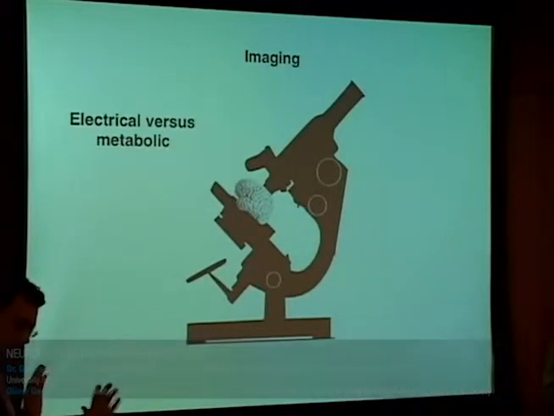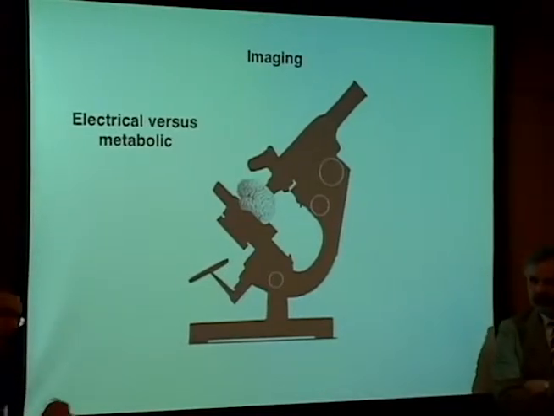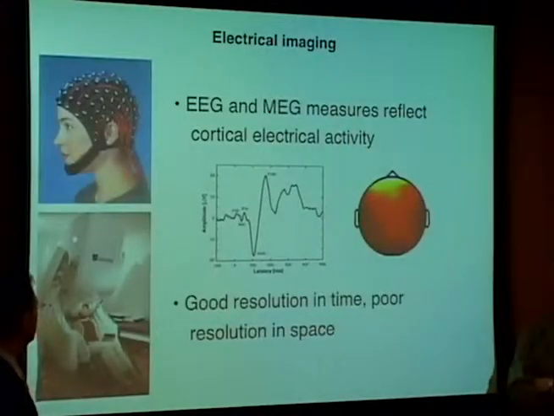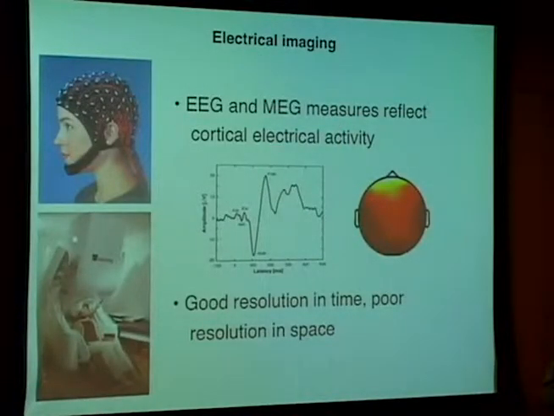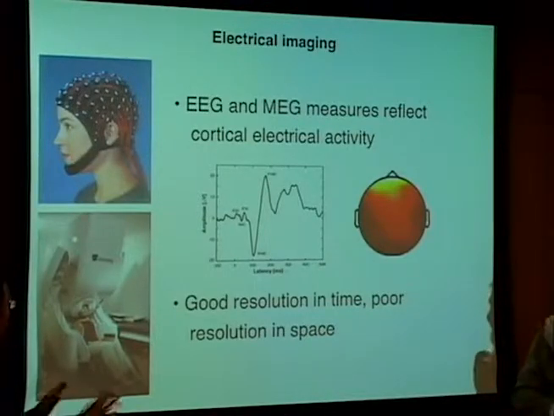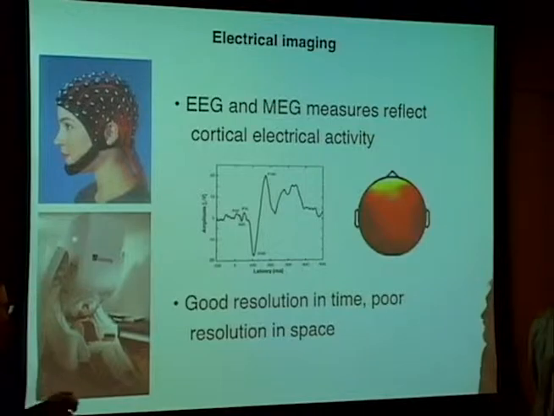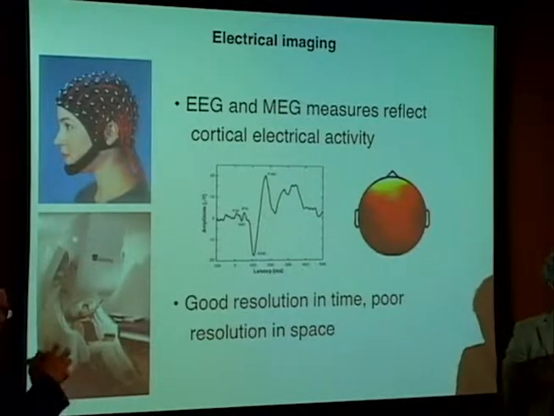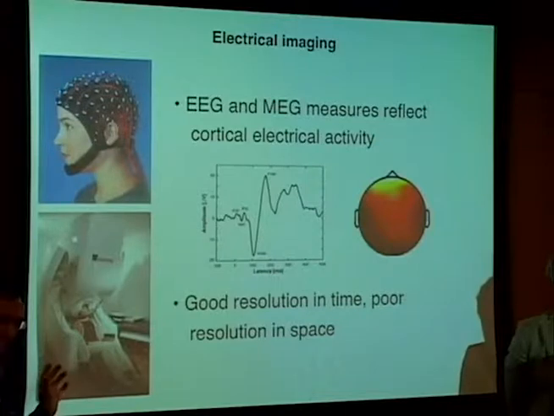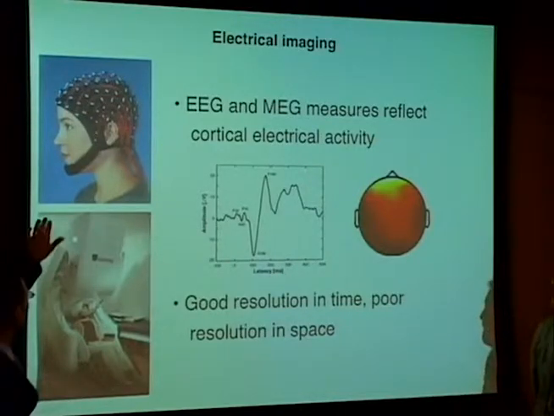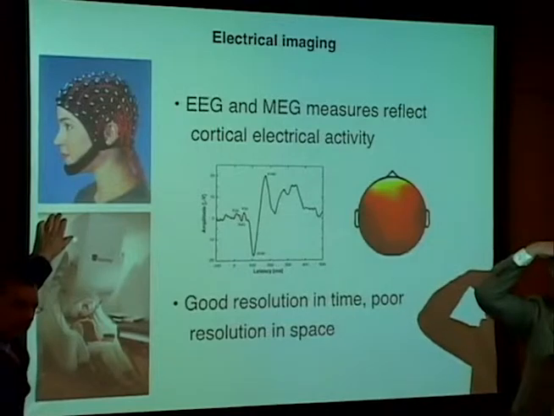Broadly speaking, we can divide these measurements into electrical measurements and so-called metabolic measurements. Briefly, electrical imaging includes EEG, electroencephalography, and MEG, magnetoencephalography. These measure cortical electrical activity. MEG technically measures a perturbation of magnetic field created by electricity, but to a first approximation, these techniques measure the consequences of the electrical depolarization of sets of neurons. EEG just involves placing a bunch of electrodes across the surface of the scalp, like in a little cap.